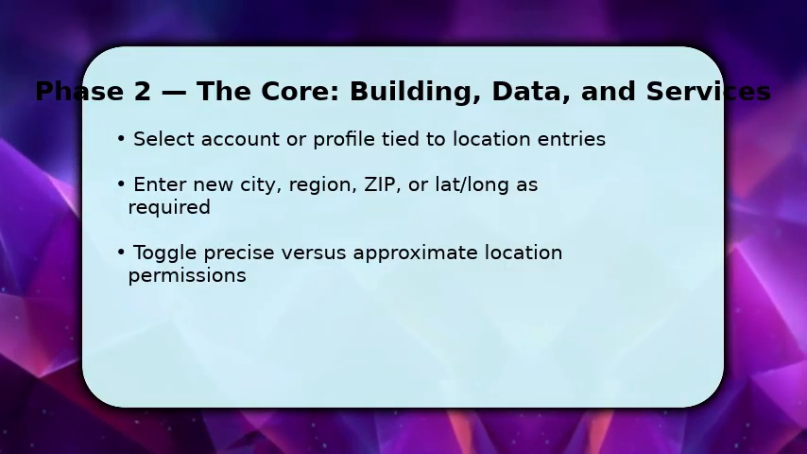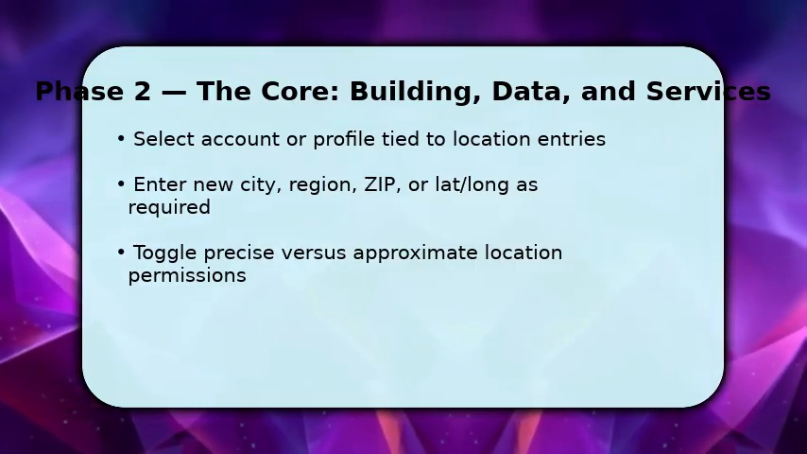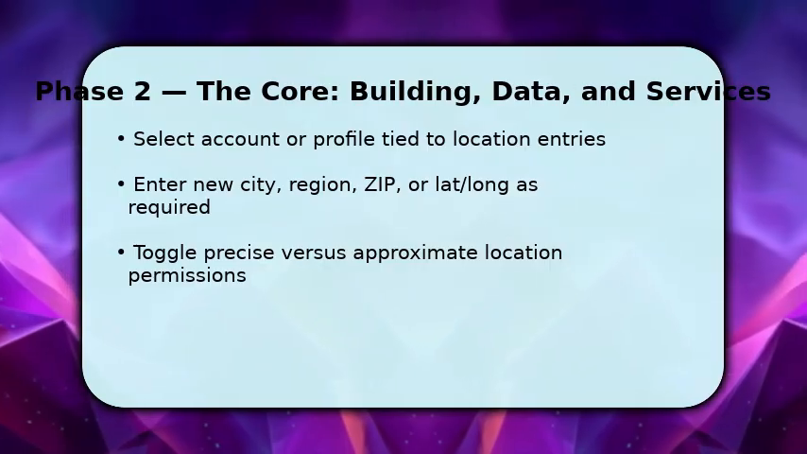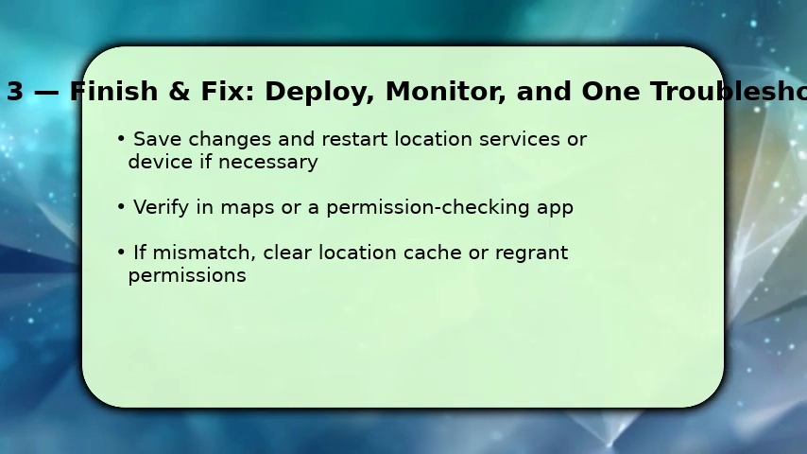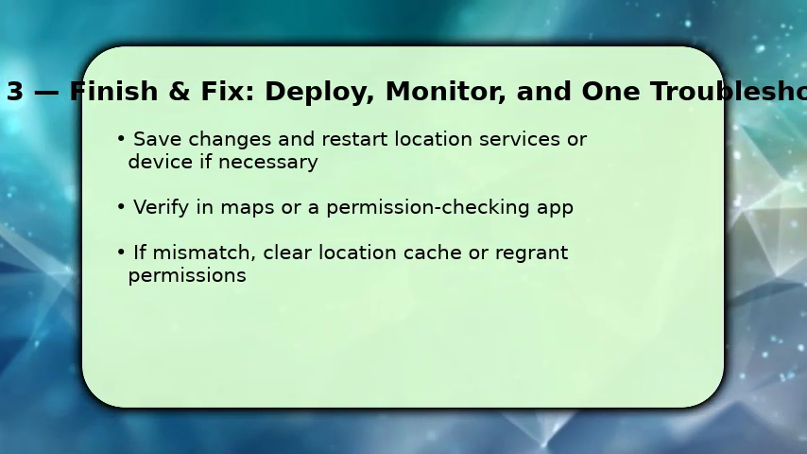After entering values, double-check spelling and format, then tap Save or Apply. If prompted, confirm with device PIN. Finish by saving changes and then verifying they took effect. Open Maps or a permission checker to confirm your new location is visible.